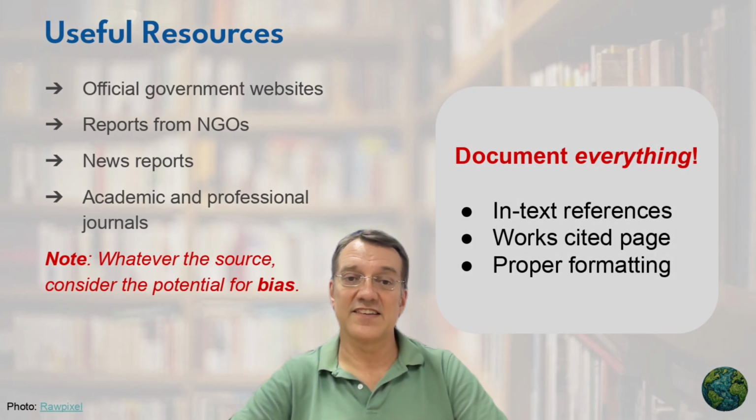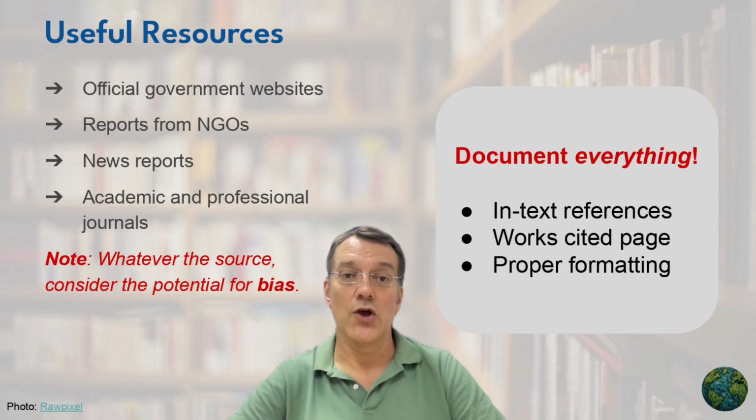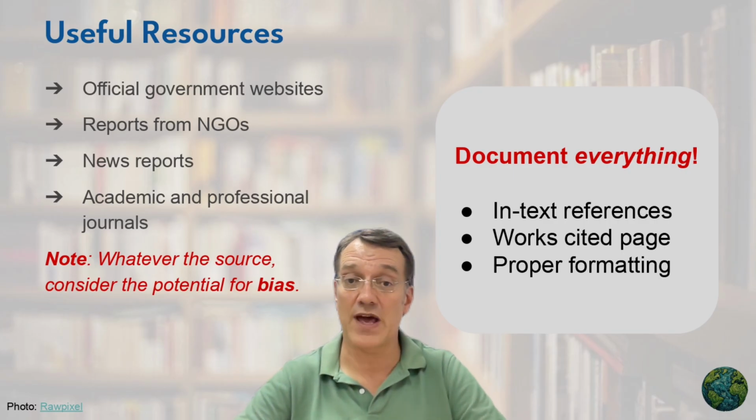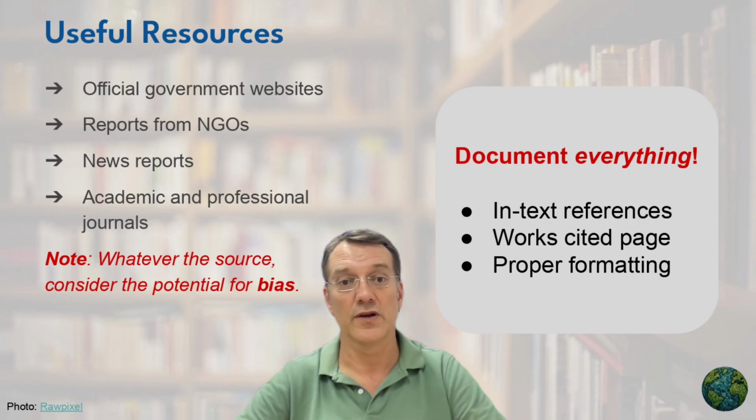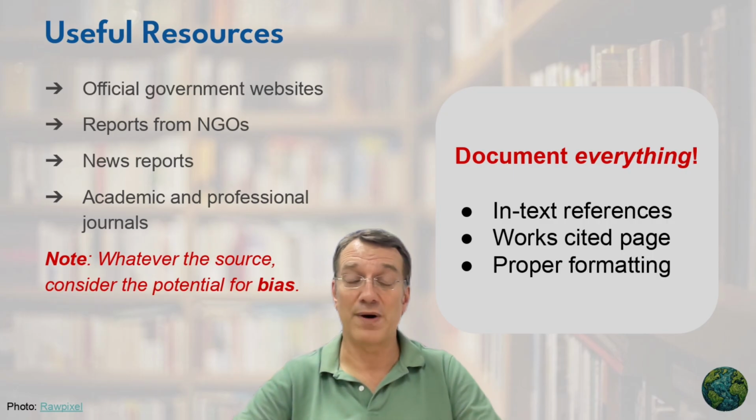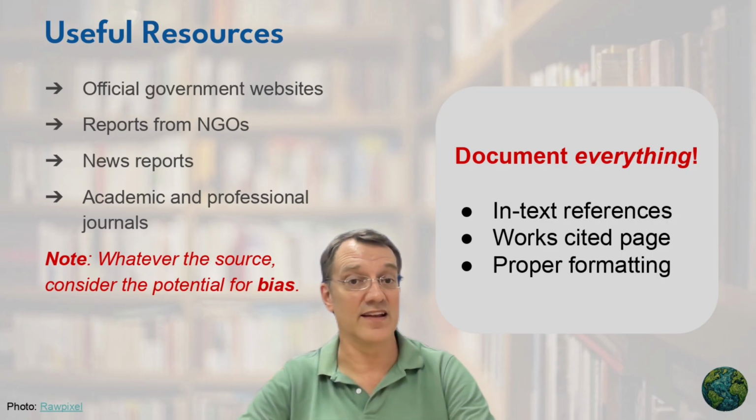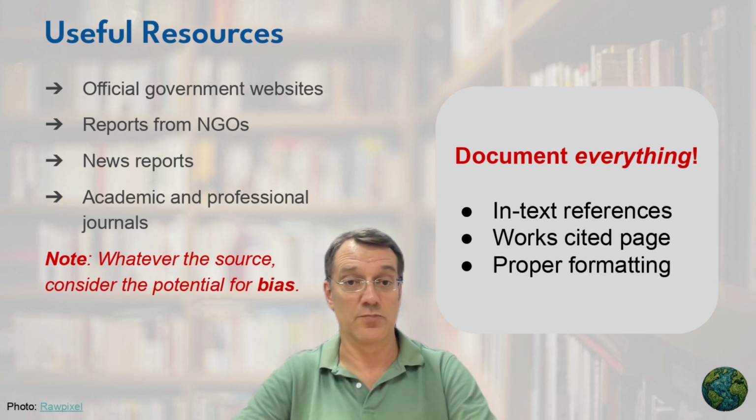I want to emphasize again the importance of proper research and documentation. Use official government websites, reports from NGOs, news articles, and academic journals to find information about your strategy and the stakeholders that are involved. Always consider the potential bias in your sources. Think about who created the information and why they did it. And here's something else that's really important.